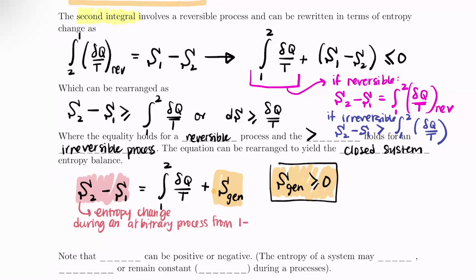From state 1 to state 2. Our integral, this guy, this is our entropy transfer during our process 1, 2 due to heat transfer.